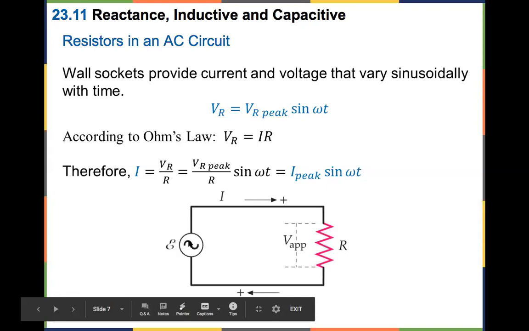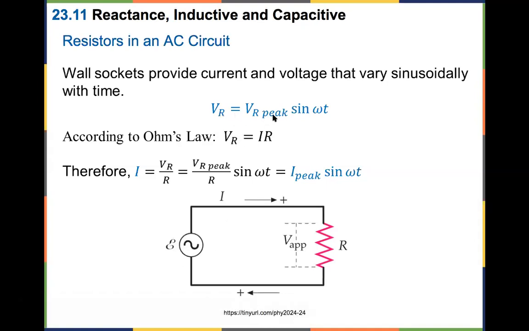Because it changes sign from time to time. If you have an AC source, then your voltage can be expressed in terms of a sine function. Omega is the angular frequency, t is time, and this is the peak value.